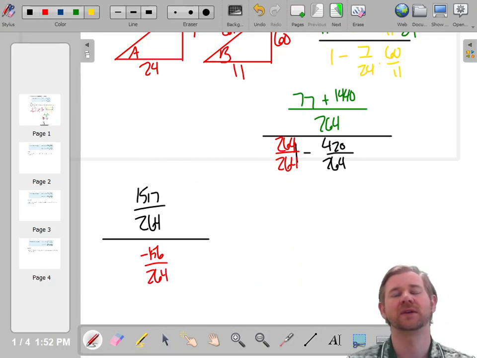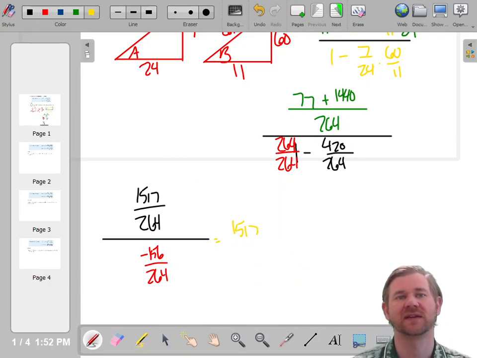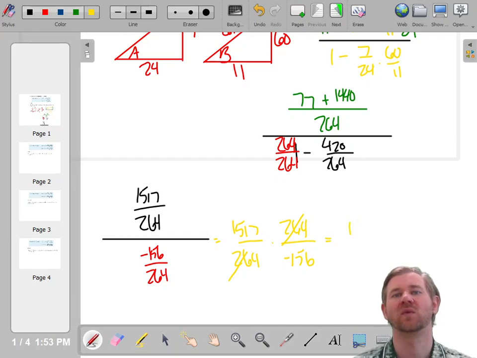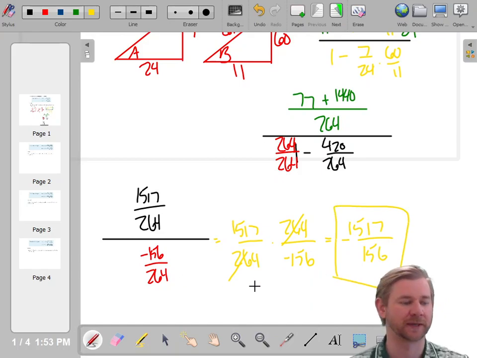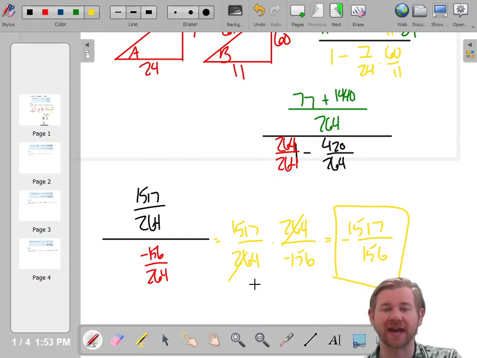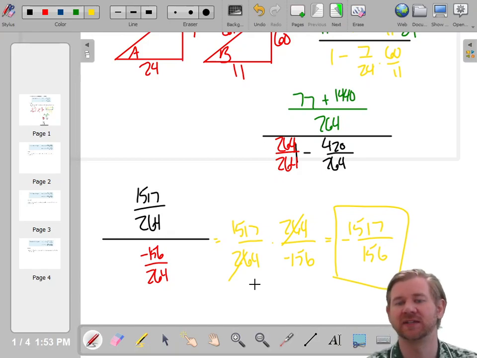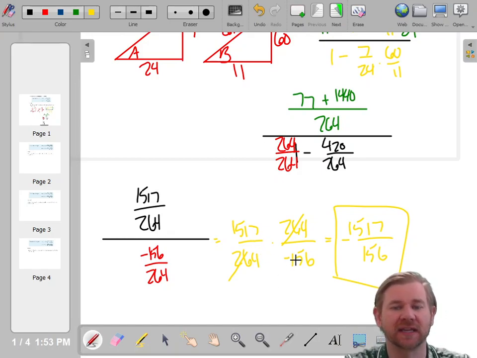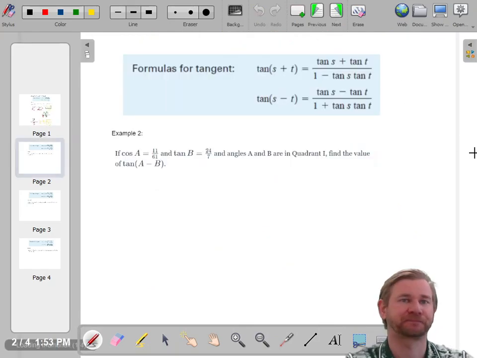And the nice thing about these problems is that once you get to here, hopefully you realize you can think of it as copy, change, flip. 1517 over 264 times 264 over negative 156, and those cancel, and you get 1517 over 156, and I'll just say it's a negative number. So you get kind of messy answers, but the nice thing is they usually clean up and that denominator goes away. So you have some strategies you should look for, things that should happen as you keep track of things. That's pretty much the game. Okay, so we'll do a few more and then you'll try your delta math. That's the plan.